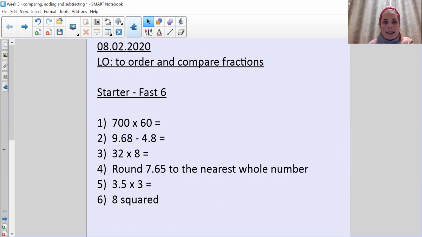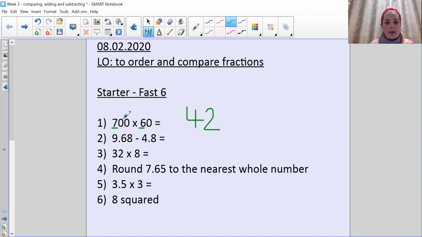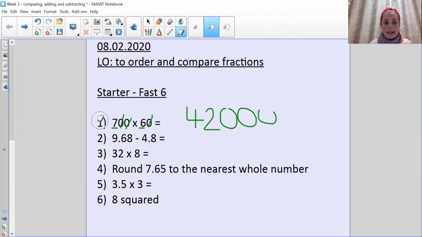Great job, guys. Let's see how you've done. So the first one is our mental calculation. I don't need to work this out using my long formal method. I can simply look at 7 times 6, which is 42. And then I count how many zeros I have, and I simply add that many to my number. So my answer is going to be 42,000. Hopefully you've got that correct and you remembered that from last week. We had quite a few of those.